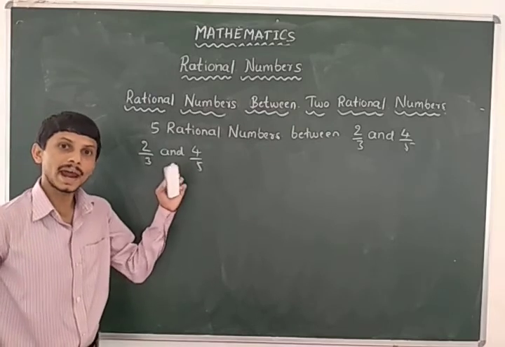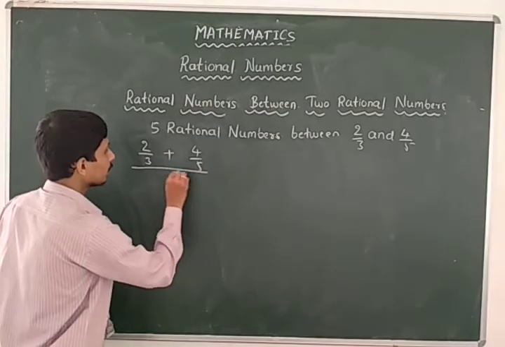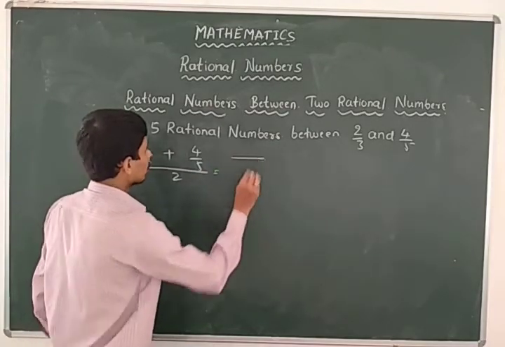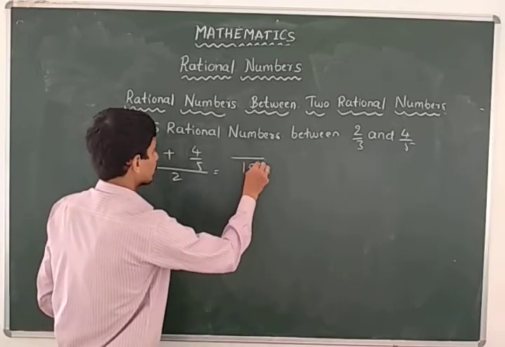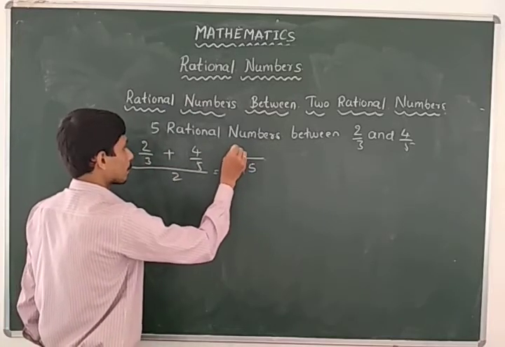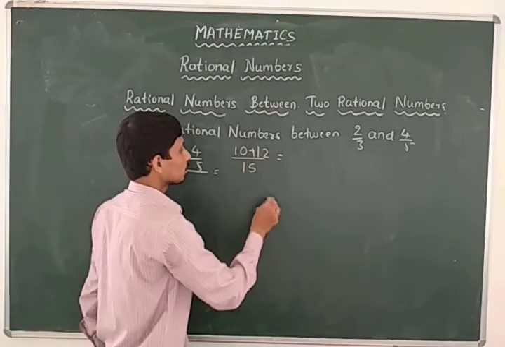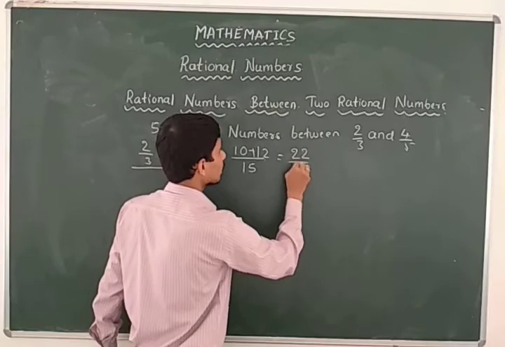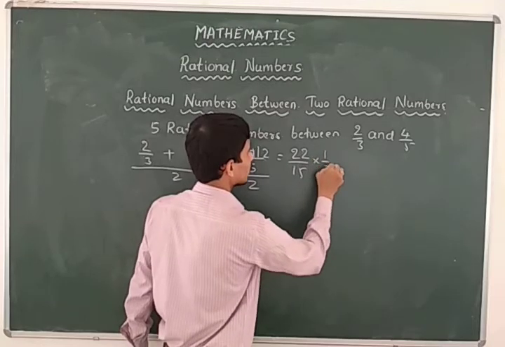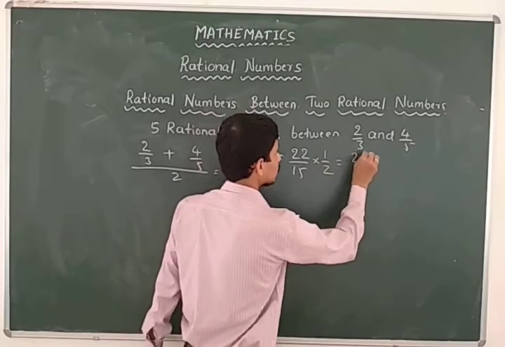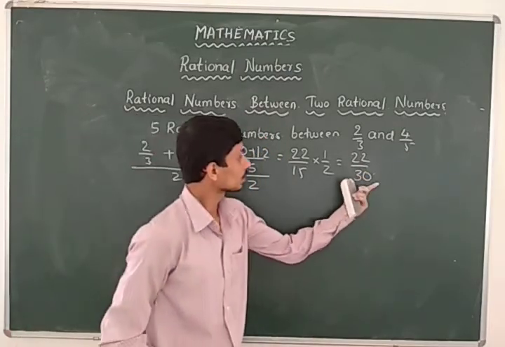So we have to add these two numbers and divide by 2. What is the LCM here? For 3 and 5 it is 15. So 10 and 12 give 10 plus 12, 22 by 15. Divided by 2 means we write 1 by 2 here. So that means 22 by 30. So we get the answer, we got one rational number.